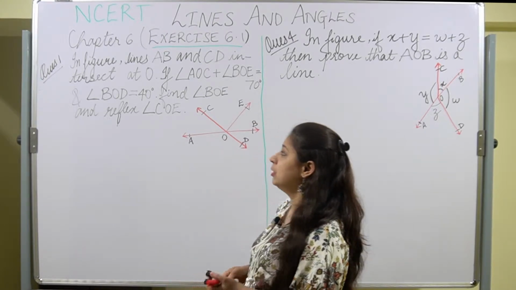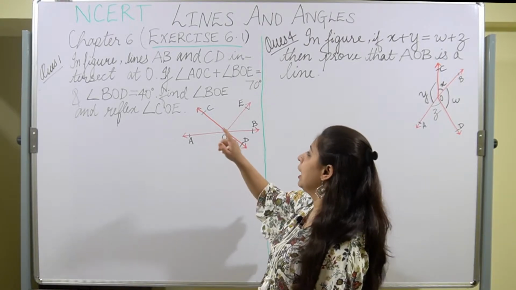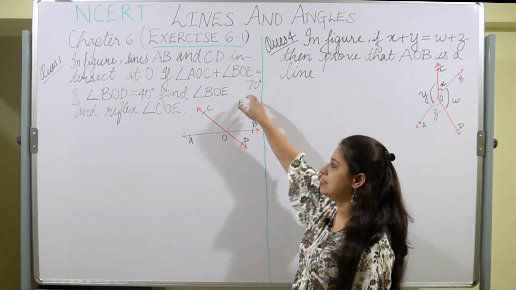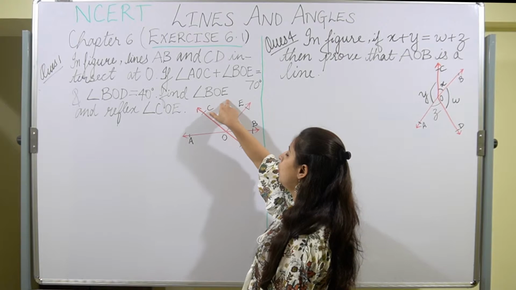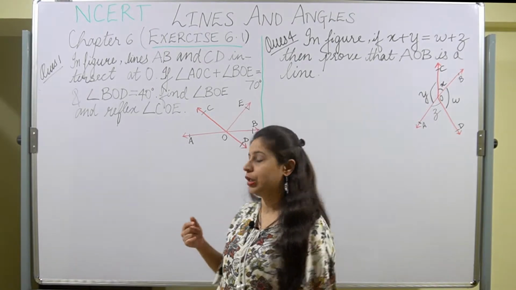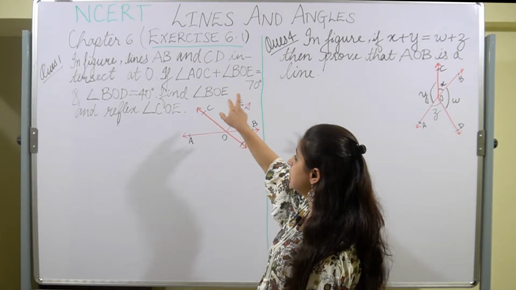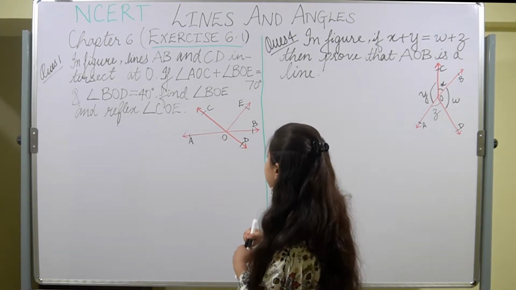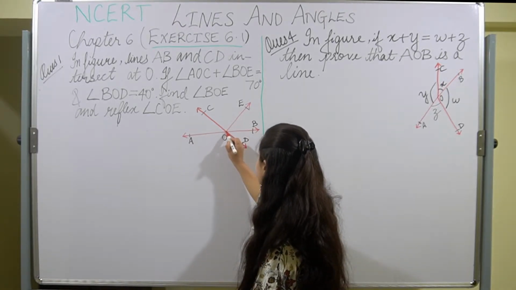Question number 1 says: in the figure, lines AB and CD intersect at O. If angle AOC plus angle BOE is equal to 70 degrees and angle BOD is equal to 40 degrees, then find angle BOE and reflex angle COE. Over here the lines AB and CD intersect each other at the point O.